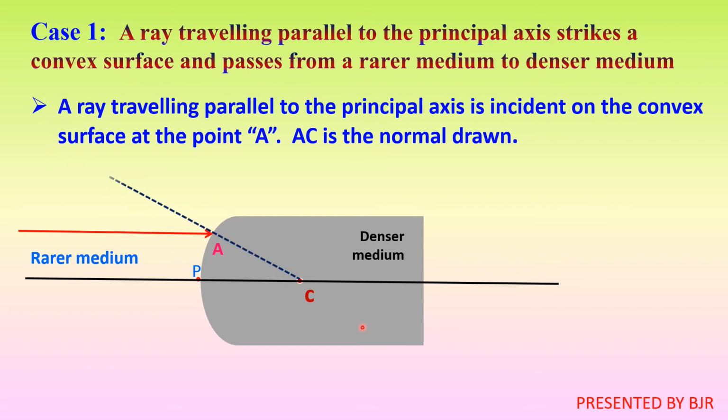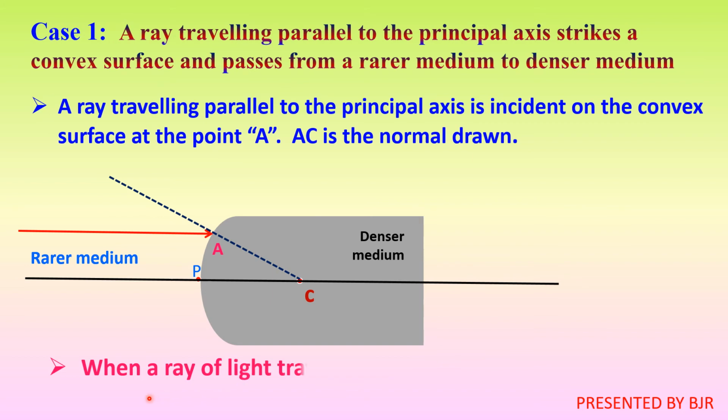So this is the normal. Now you can imagine very easily, because this ray is traveling from rarer medium into denser medium. Here also Snell's law will hold good. So whenever a ray of light travels from rarer medium into denser medium, what will happen? Does it bend towards the normal or away from the normal? Obviously, it bends towards the normal like this.